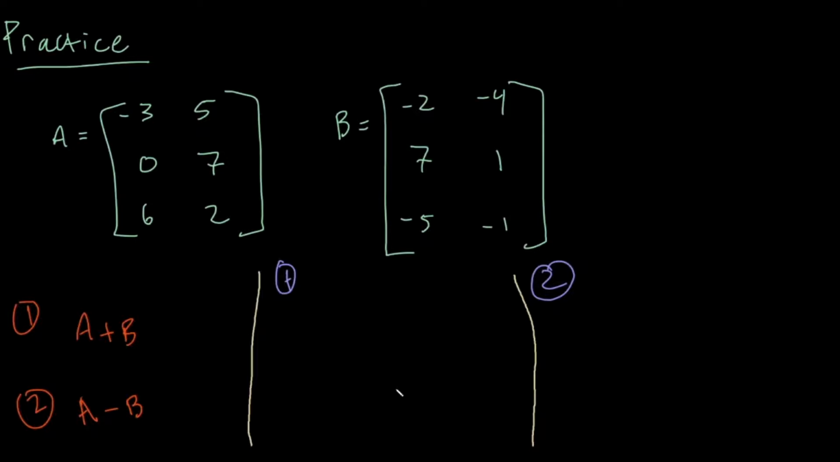Alright, let's do 1. So 1 is fine. They're the same dimensions. So I get -3 plus -2. So that is -5, 1, 7, 8, 1, 1.